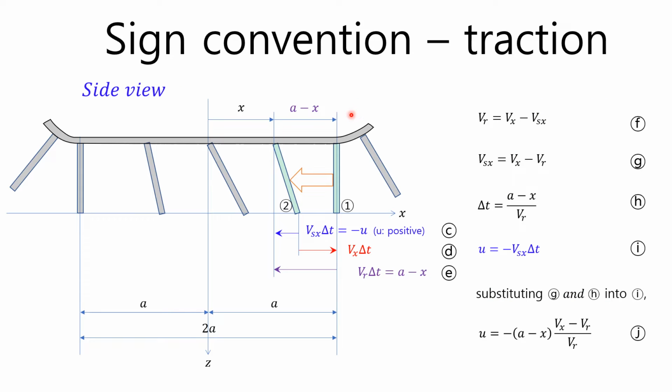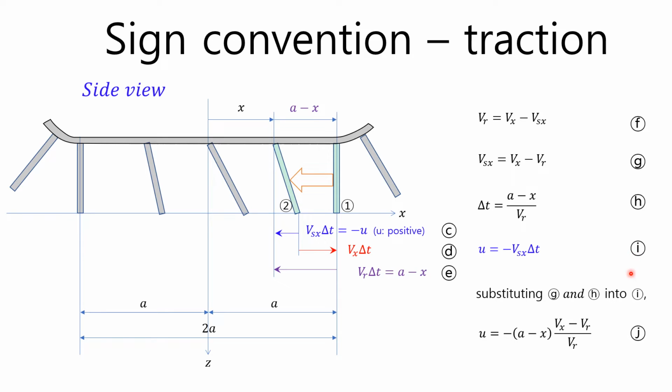As derived from the previous video number E54, the equations f, g, and h can be obtained from the previously explained relationship, and the equation j can be obtained by substituting equations g and h into the equation i.